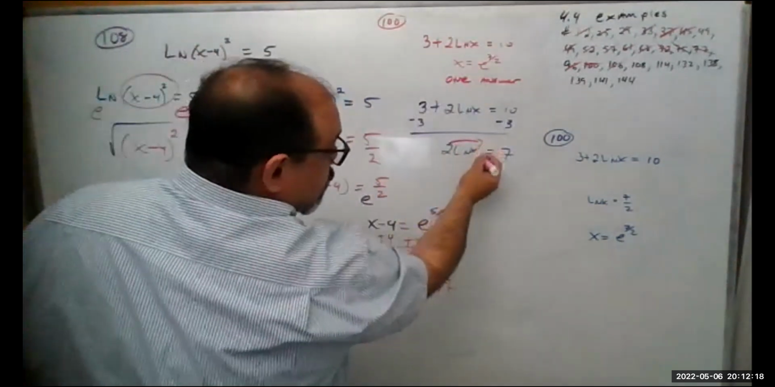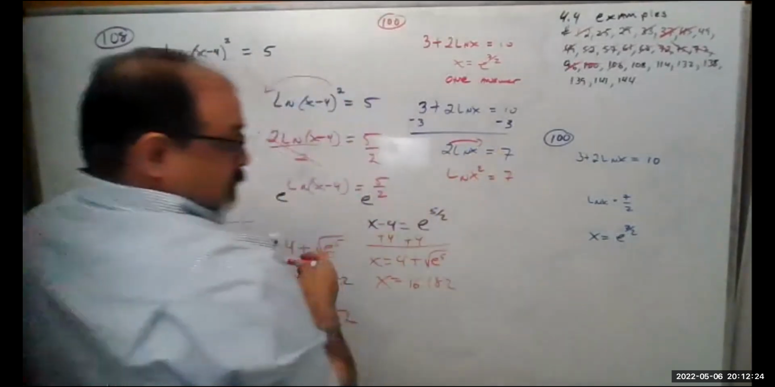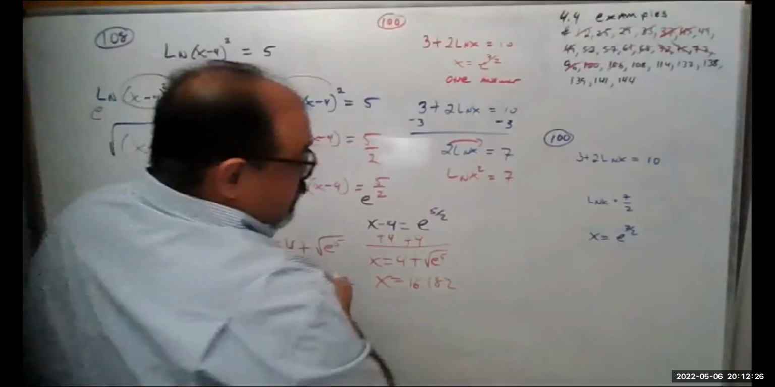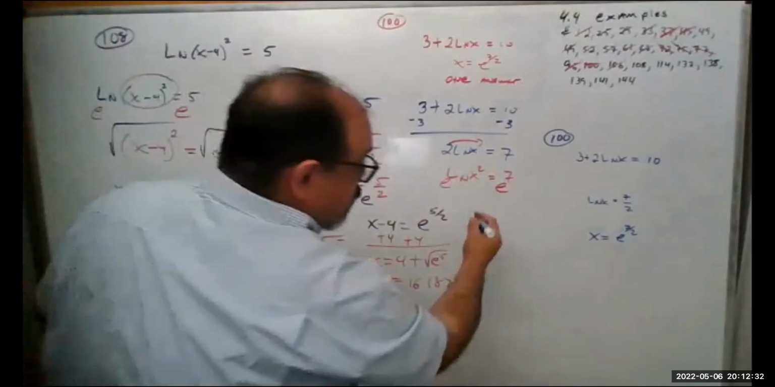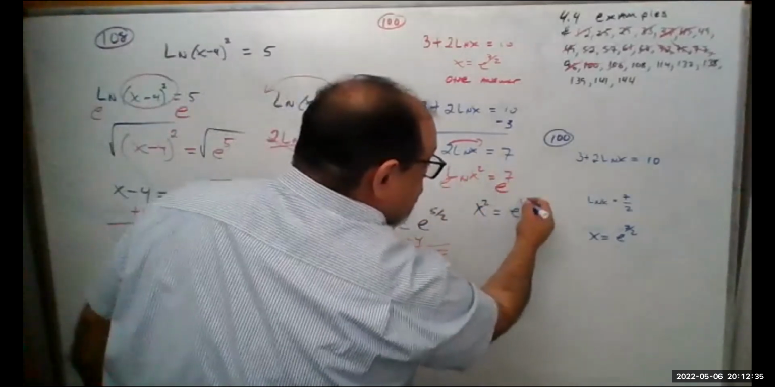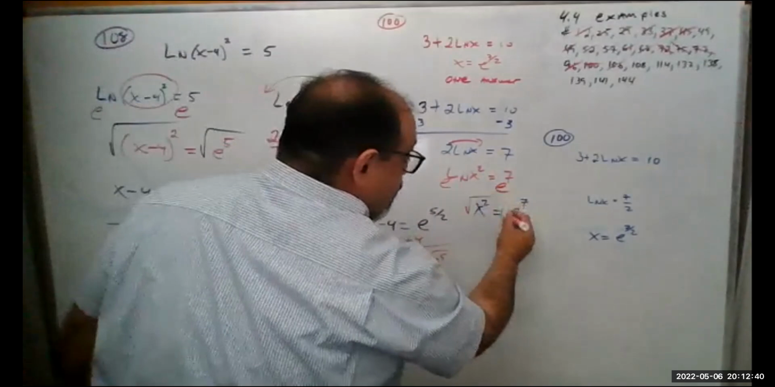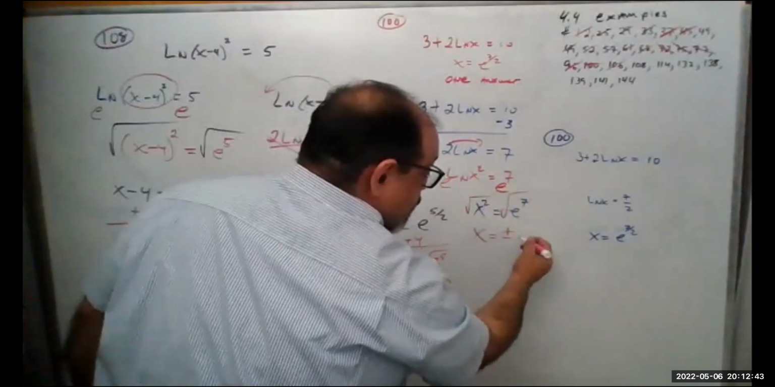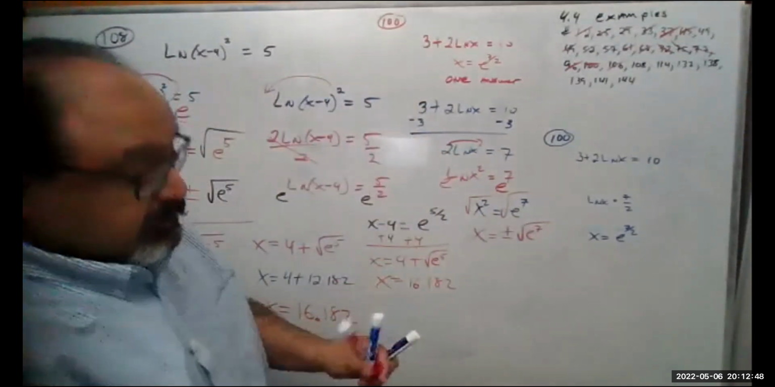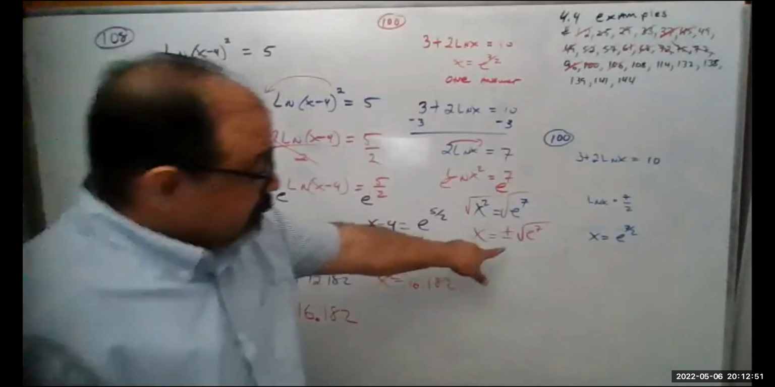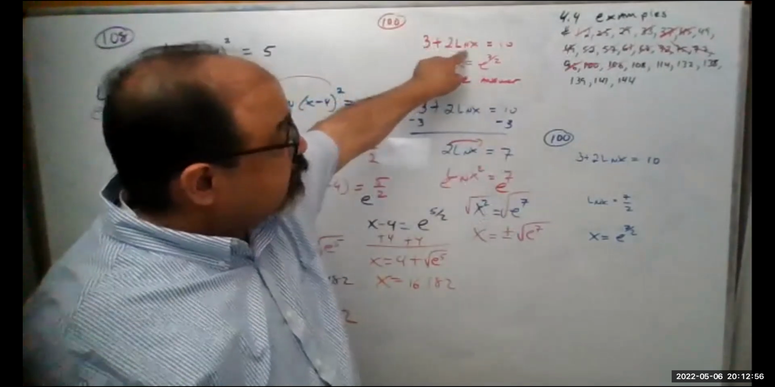But what if I put the 2 up here? The natural log of x squared is equal to 7. Exponentiate both sides, e. So x squared is now e to the 7th. And then take the square root. And because you're solving, plus or minus square root e to the 7th, and walk away, the answer is no, that's not right. Because in the original problem, it's not natural log of an x squared.